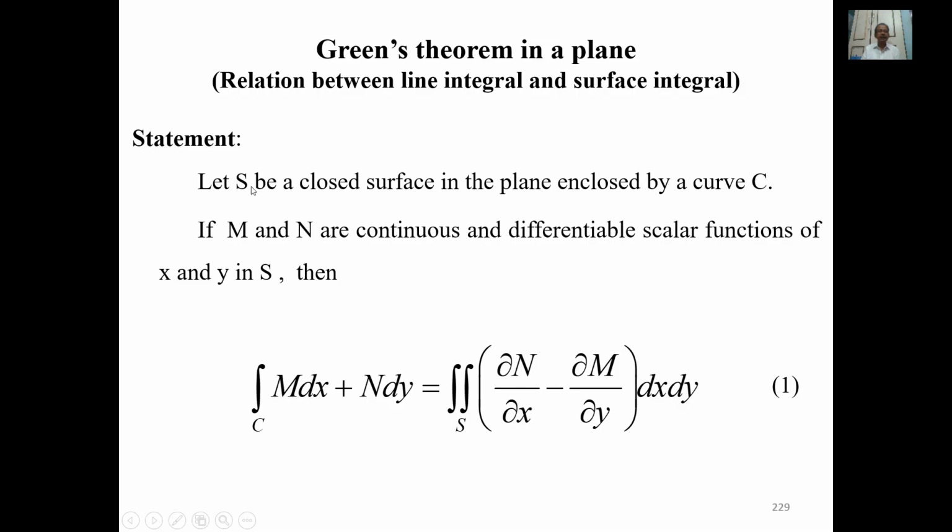Let S be a closed surface in a plane enclosed by a curve C. If M and N are continuous and differentiable scalar functions of x and y in S, then the single integral over the contour C of M dx plus N dy is equal to the double integral over the surface of (dN/dx minus dM/dy) dx dy. So this is the statement. The surface integral can be converted into a line integral, and the line integral can be converted into a surface integral.